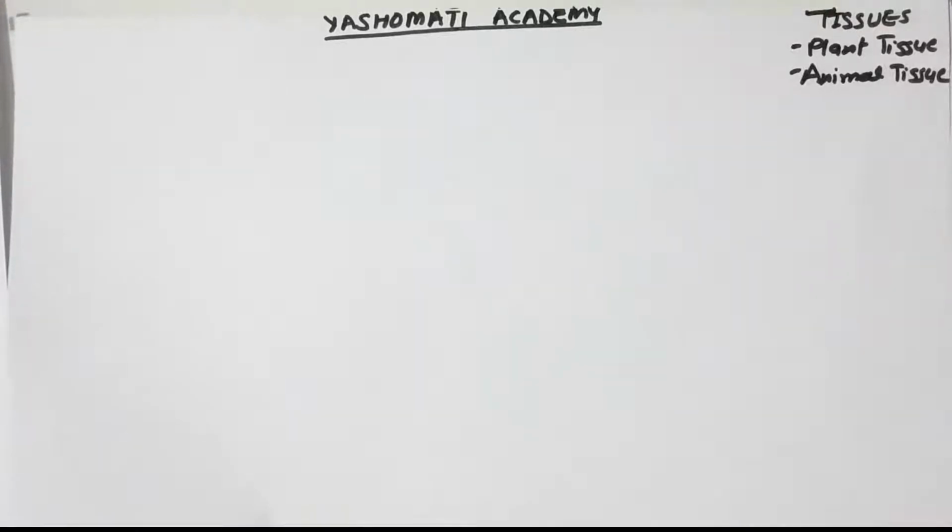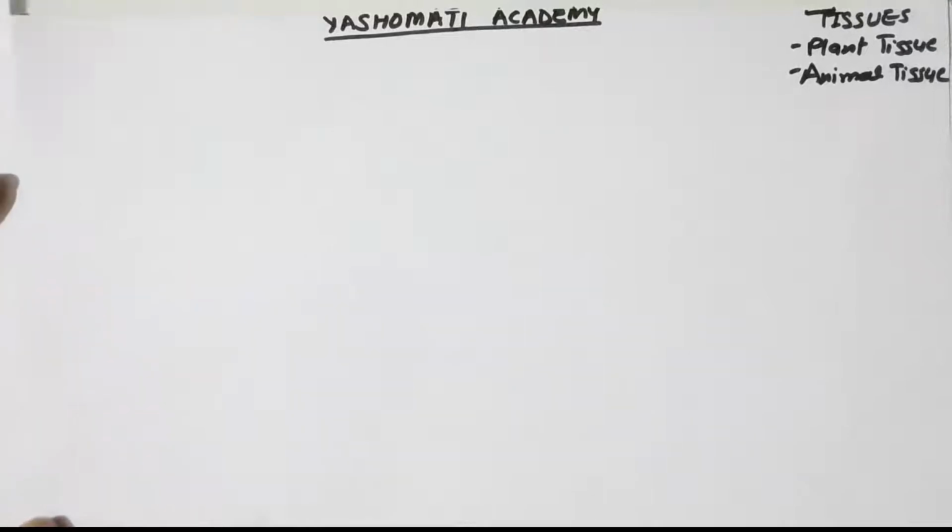Hello everyone. So today we are going to start with the remaining part of the chapter tissues. In the previous class we studied that there are two different types of tissues, divided so that we can study them easily. They are called plant tissues and animal tissues. In the previous class we have already discussed plant tissues.